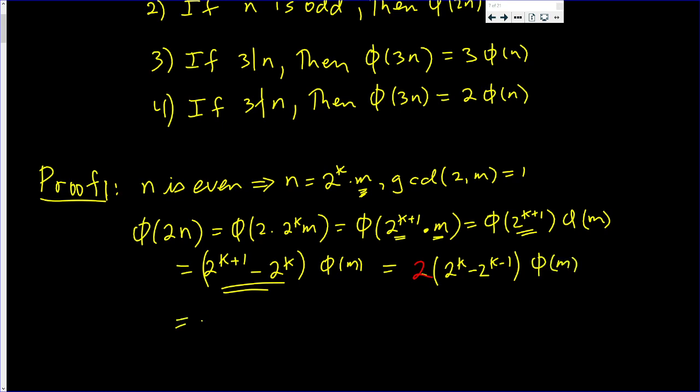And then I say, I see it. That's phi of 2 to the k. That's phi of 2 to the k times phi of m.